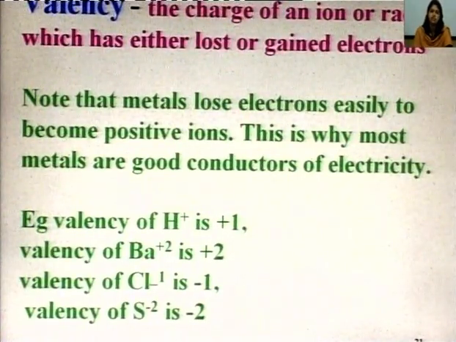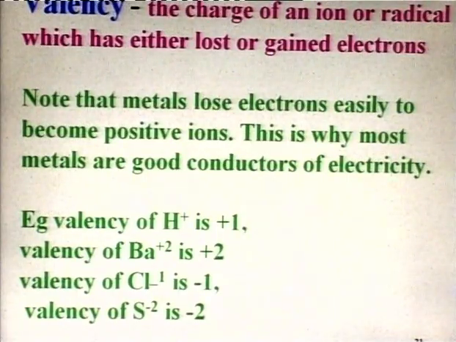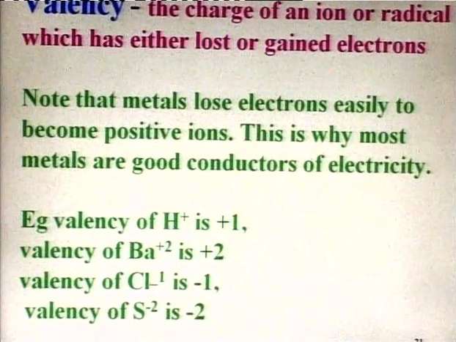Now, what is valency? The charge of an ion or radical which has either lost or gained electrons. The radical is a group of atoms with charge. So, what is the charge on them? That is called the valency. Valency is also called the combining capacity of the atom.